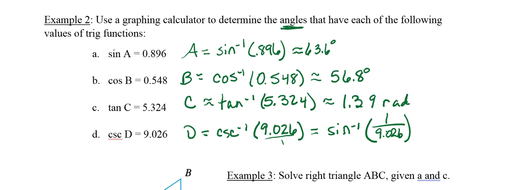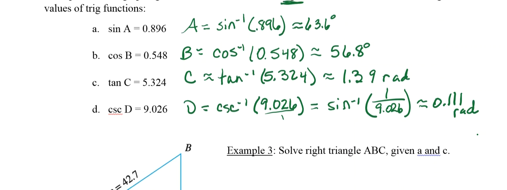So that, and again I'm going to do it in radians. So that's approximately 0.111 radians. If it doesn't tell you how to write your angles, you can do it in either degrees or radians. I don't really care. If it tells you specifically, just make sure you answer it appropriately.